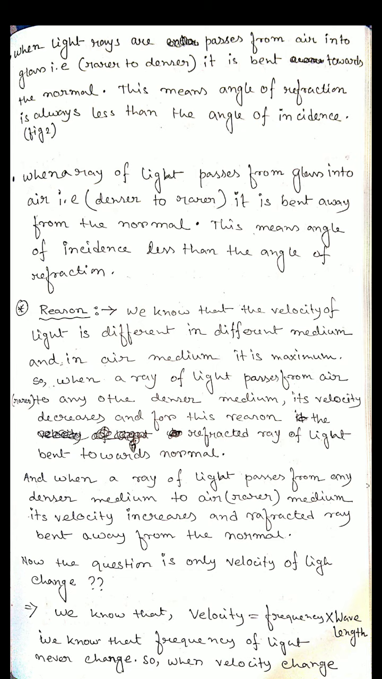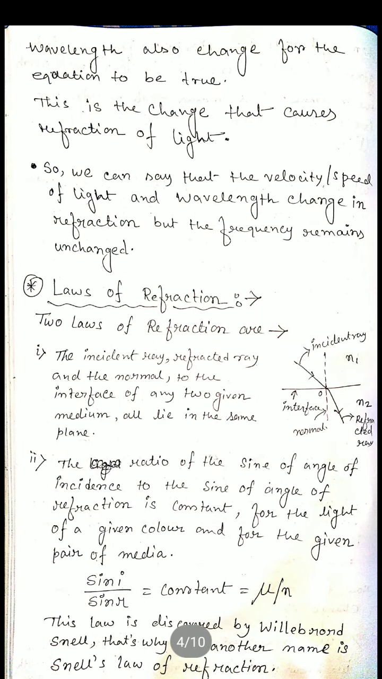Okay, so the frequency of light never changes, so the velocity changes, and the wavelength also changes for the equation to be true. And this is the reason behind the refraction of light. So the velocity as well as the wavelength of the ray of light will be changed. That's why the refraction process occurs. Okay. Similar to reflection, refraction also has two laws.